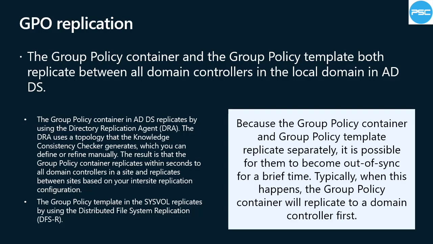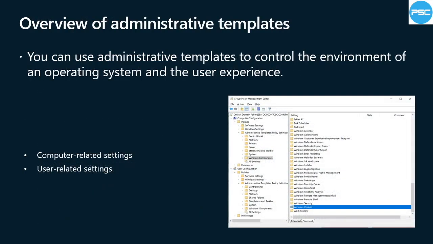container has replicated. Administrative template files provide most of the available GPO settings, which modify specific registry keys. The use of administrative templates is known as a registry-based policy because all the settings you configure in administrative templates result in changes to the registry. For many apps, using a registry-based policy is the simplest and best way to support the centralized management of policy settings. You can use administrative templates to control the environment of an operating system and the user experience.